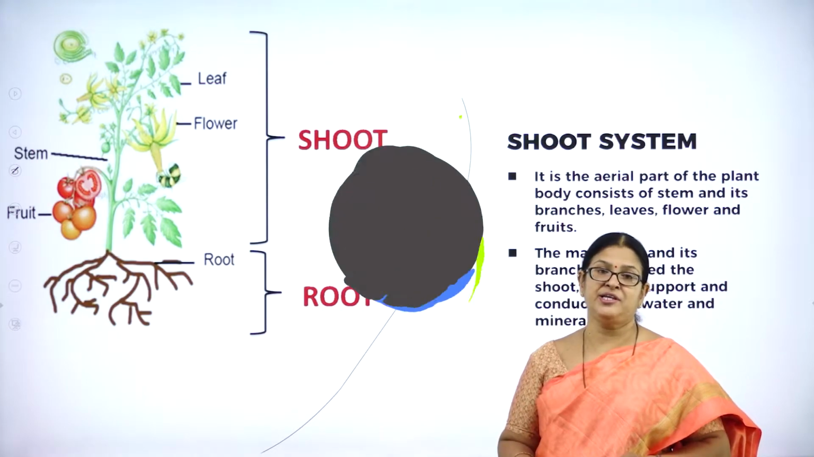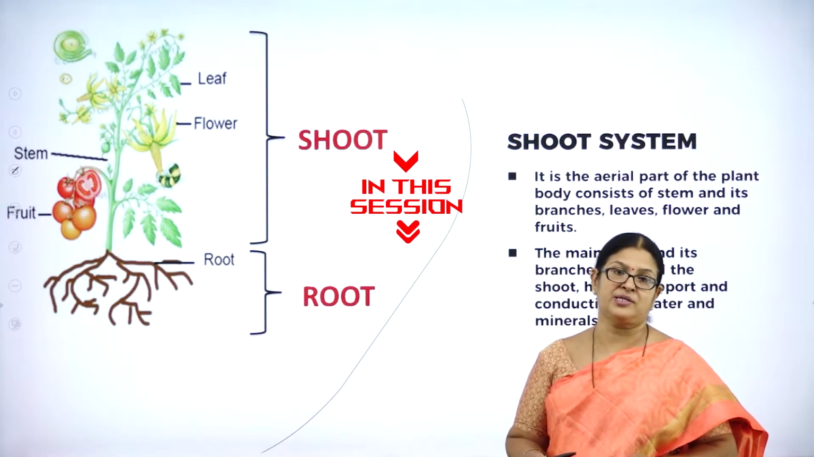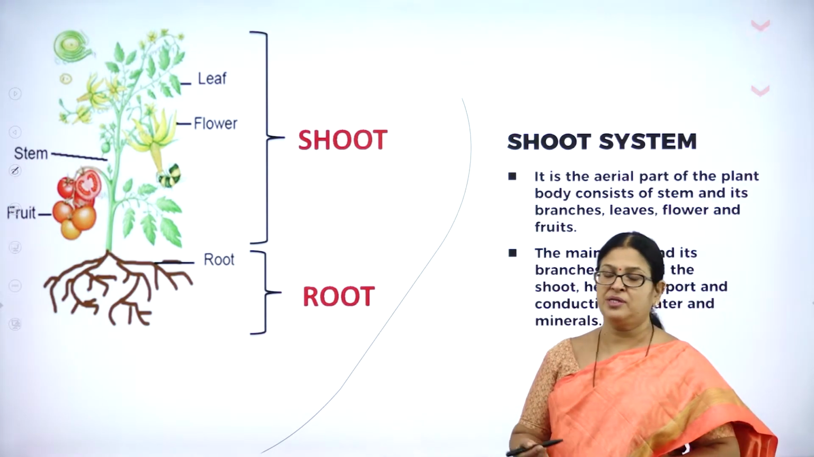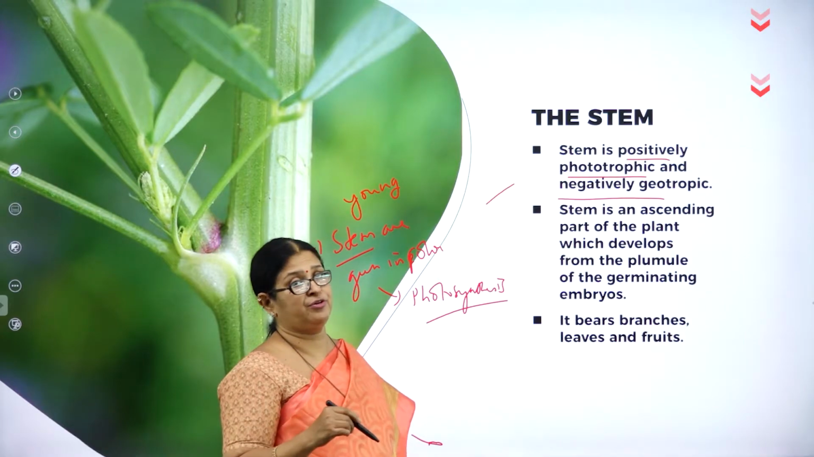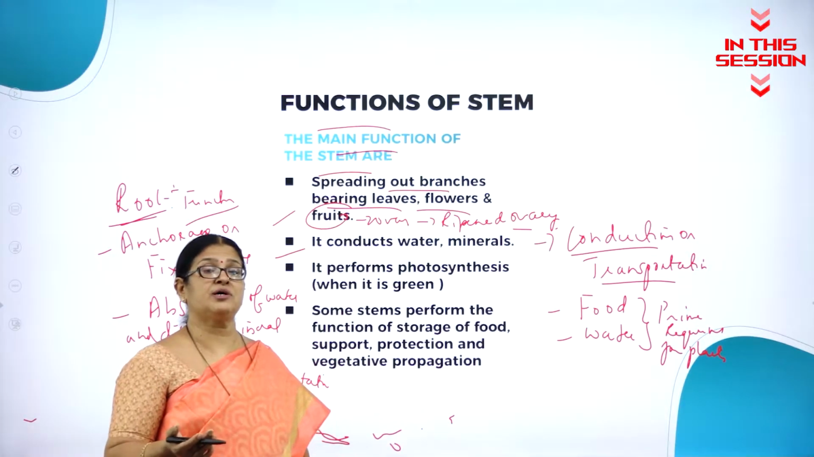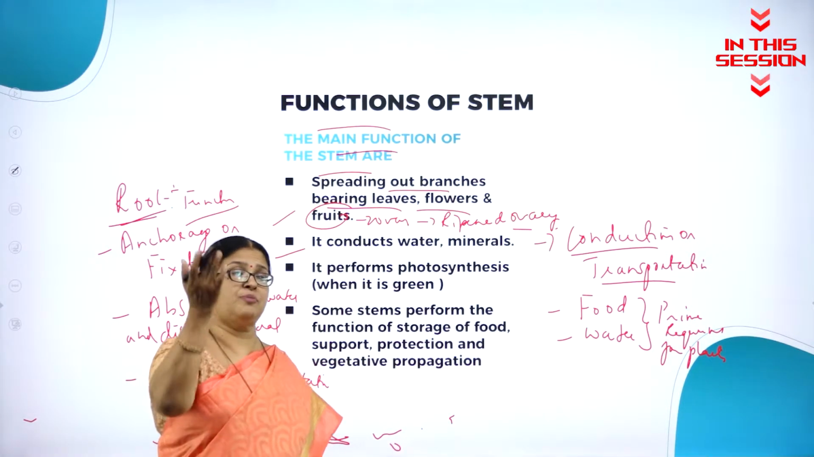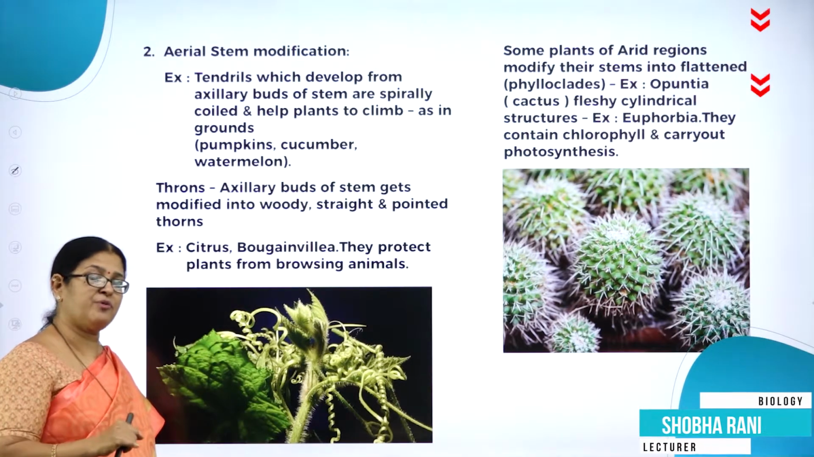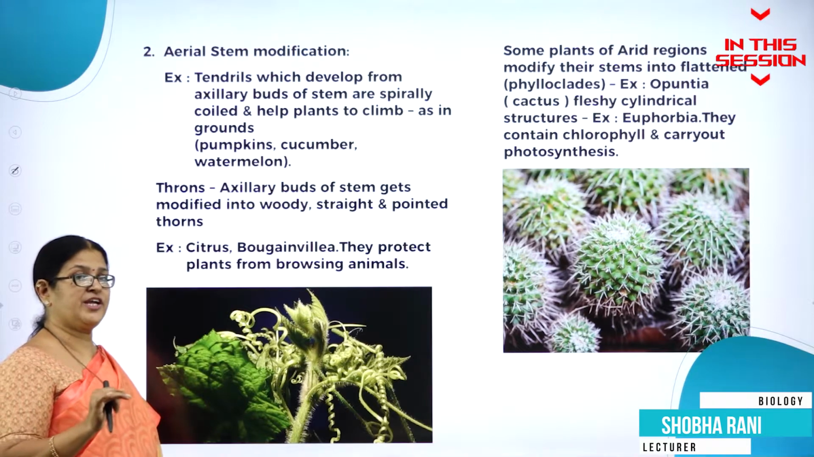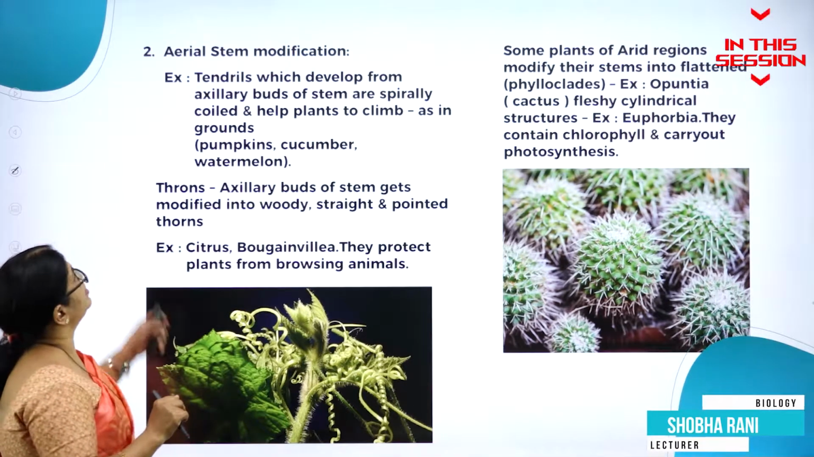A plant body is made up of two very important parts. One is called the root system, the other one is called the shoot system. Root is positively geotropic and negatively phototropic. Root transports or conducts water from downwards to upwards. The stem is modified into three types, that is underground stem modification, aerial stem modification and subaerial stem modification.